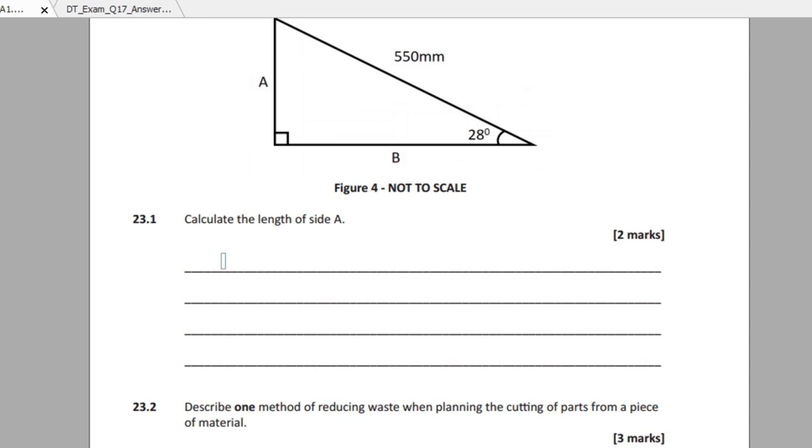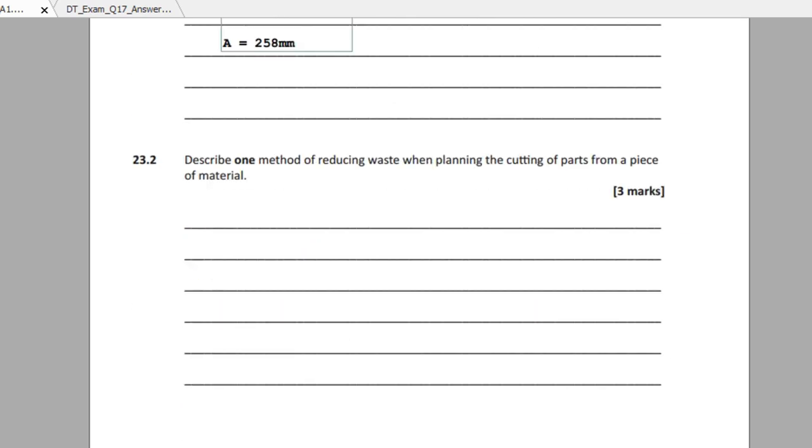So the A equals 550 by the sine 28. So that will get you the 1 mark. And then if you say A equals 258 millimeters, this will get you the answer, the extra other 2 marks as well.